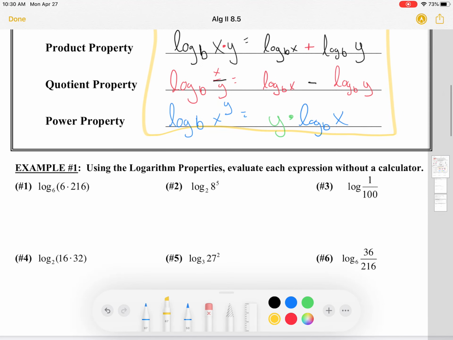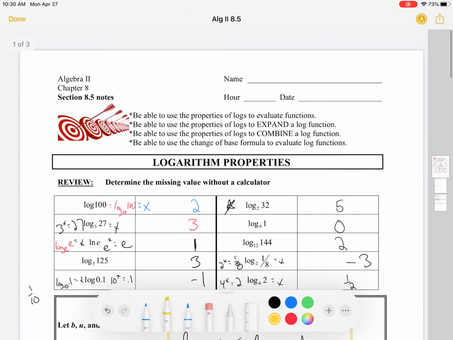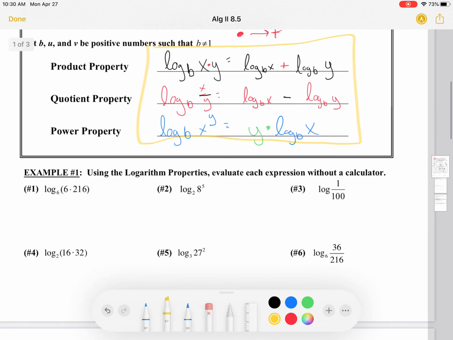Okay. 6 problems here. It says, use the logarithmic properties, so the properties above, to evaluate.